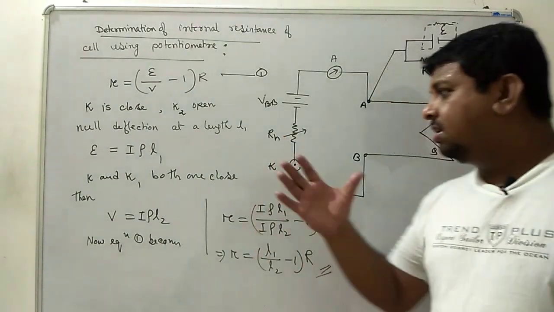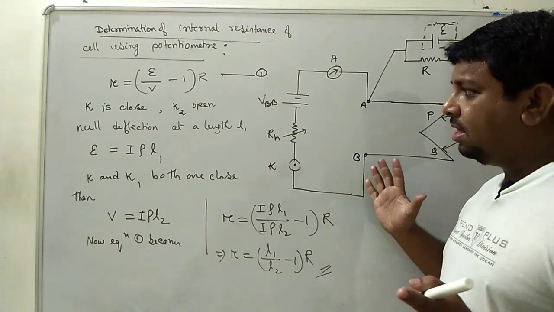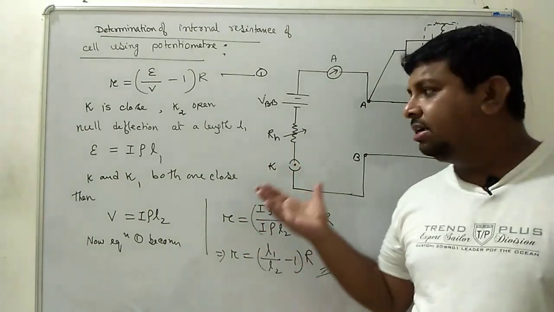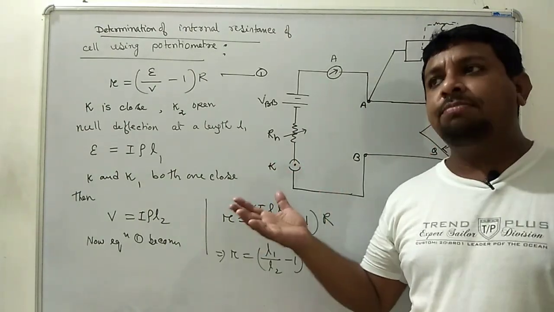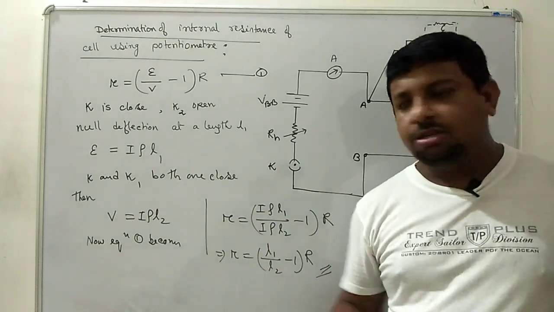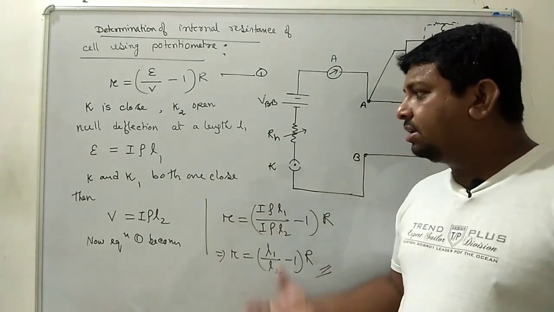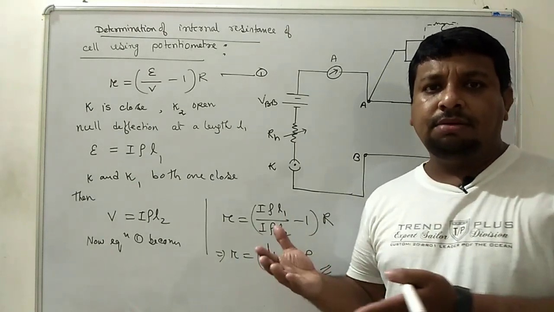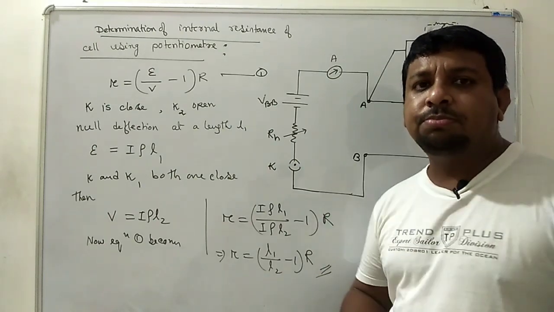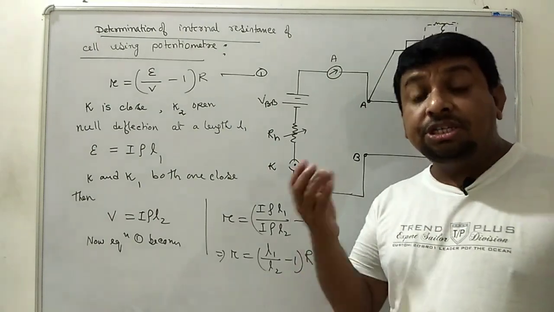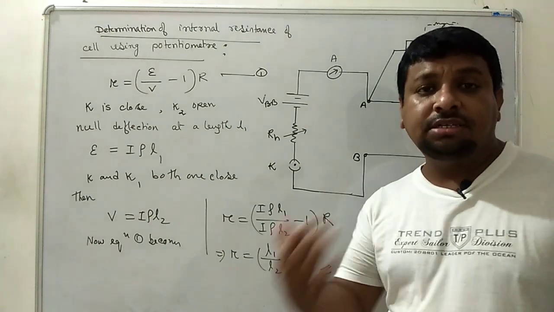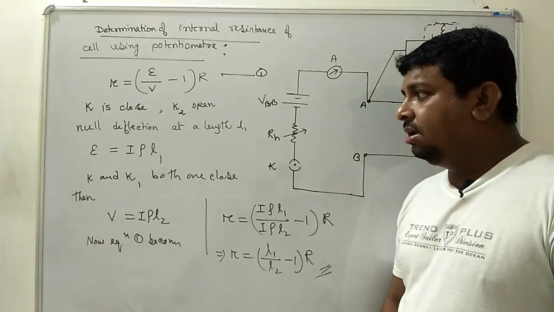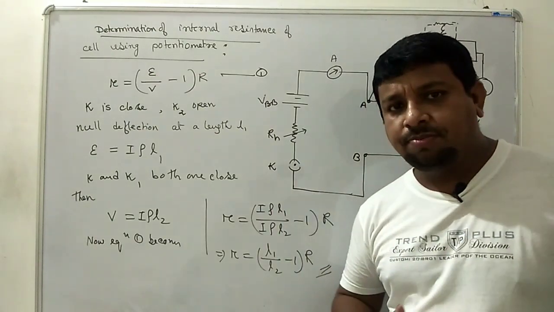So this is the discussion of the potentiometer: how it is used to measure EMF and internal resistance, and the principle of the potentiometer. This is the last topic of current electricity, after Kirchhoff's law, Wheatstone bridge and meter bridge. After this, we will discuss various numericals related to these. Okay, thank you.